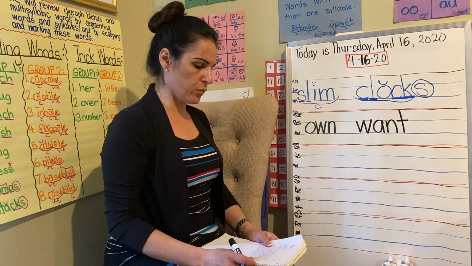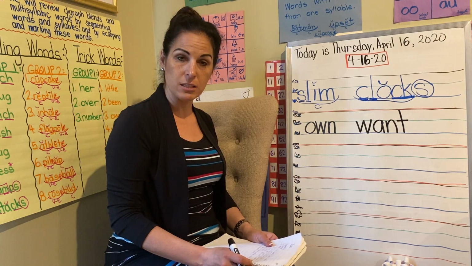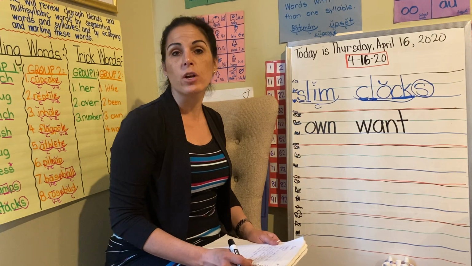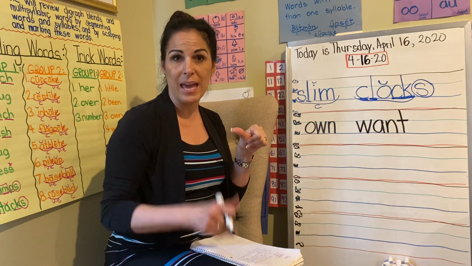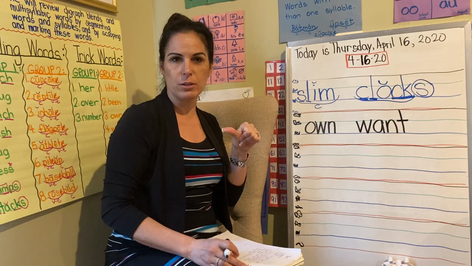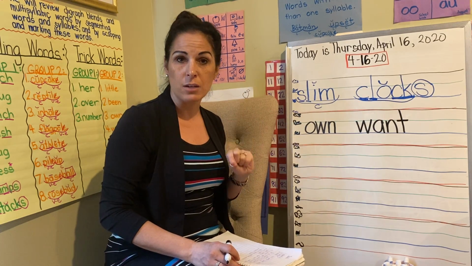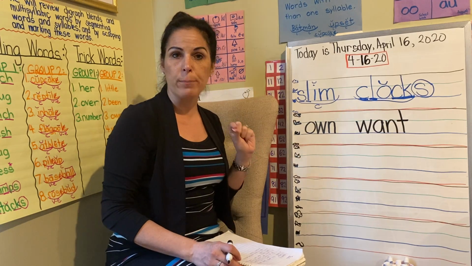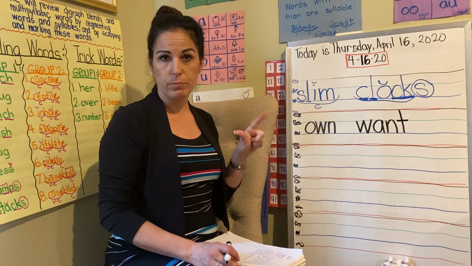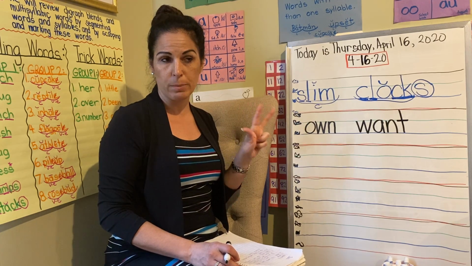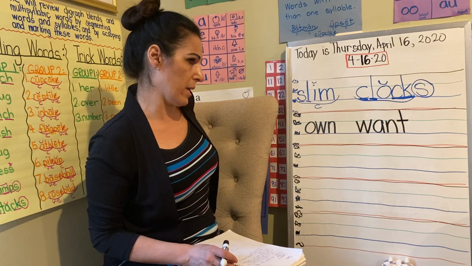Okay, so we're going to write the sentence. Do you want to own that toy? When we write our sentences, I want you to remember the rules. Every sentence begins with a capital letter. Good job. Make sure to have proper spacing between each of your words. And at the end of your sentence, end it with the proper punctuation. Our choices are a period, a question mark, or an exclamation point.